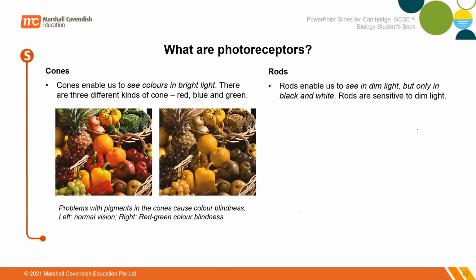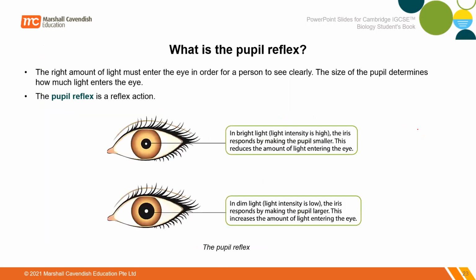We mentioned this, and this is the reflex. All I want you to know is that in bright light, the light intensity is extremely high, and the iris will respond because the iris is a muscular structure. When it responds, it will make the pupil smaller, and this reduces the amount of light entering the eye. How could this happen? There are two types of muscles, radial and circular muscles, and we will see this in the next slide directly.